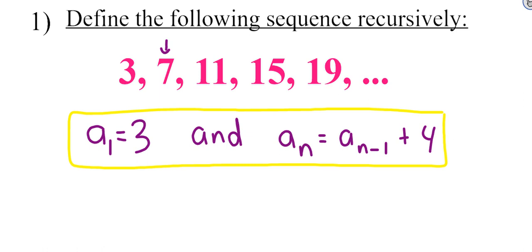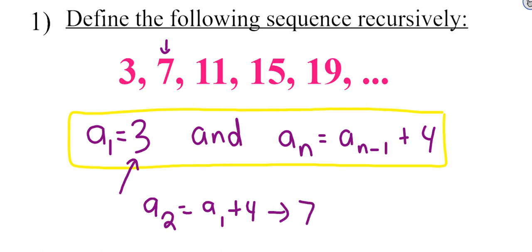Like, for instance, if we wanted to know, and we just already kind of did that, if we wanted to know our second term, well, a sub n minus 1 means look at a sub 1 and add 4 to it. Well, we already know a sub 1, right? Because it gave it to us. That's 3. So 3 plus 4 is 7. And wouldn't you know it, that's 7.